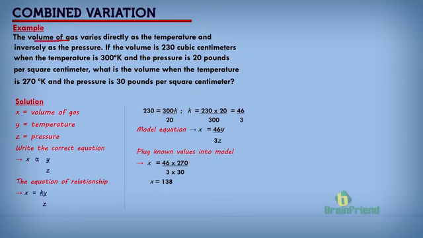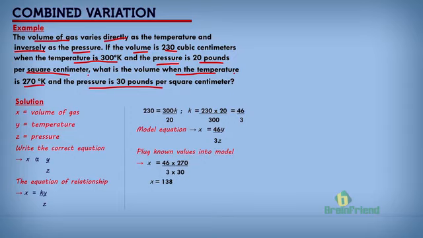The volume of gas varies directly as the temperature and inversely as the pressure. Those two terms tell us that it's a combined variation question. If the volume is 230 cubic centimeters when the temperature is 300 degrees Kelvin and the pressure is 20 pounds per square meter, what is the volume when the temperature is 270 degrees Kelvin and the pressure is 30 pounds per square centimeter?